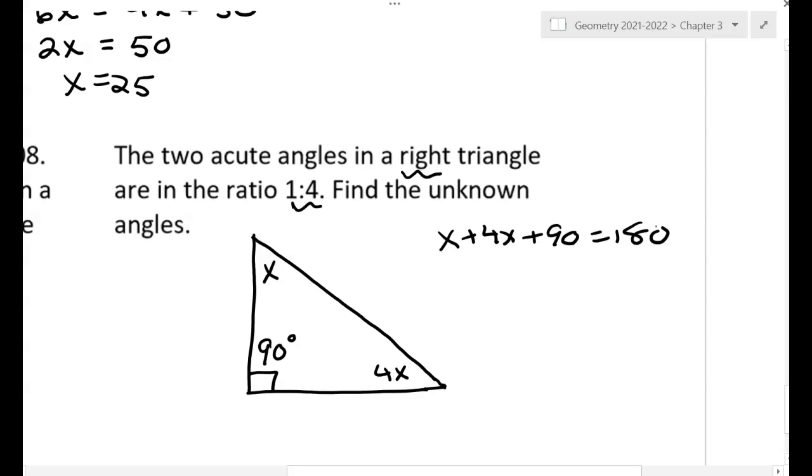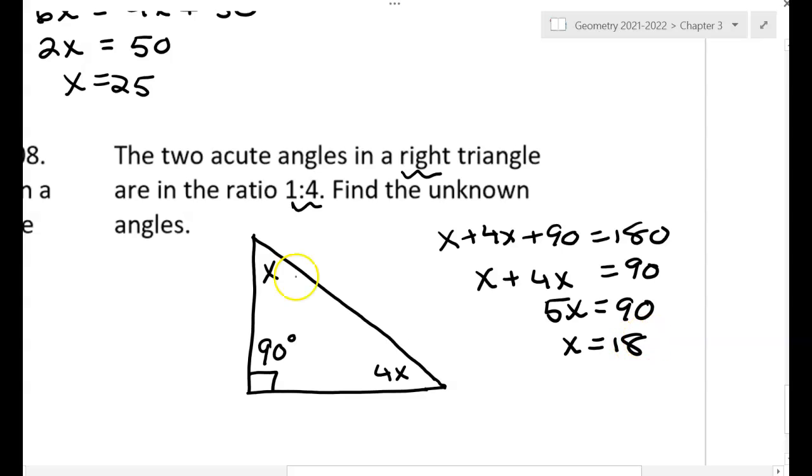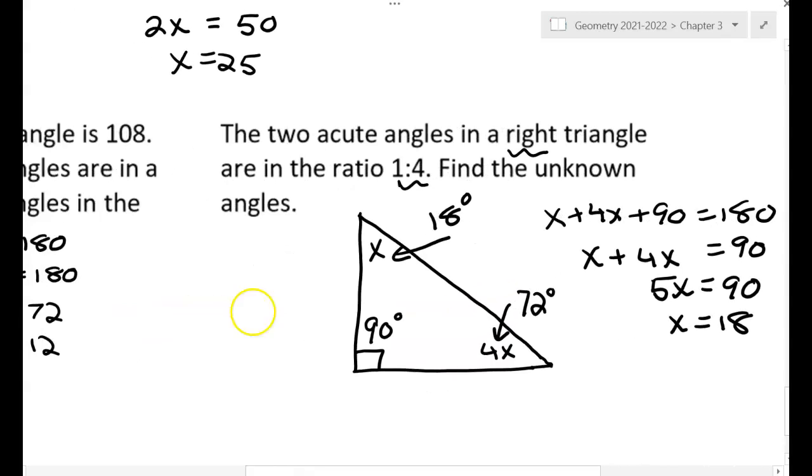Go ahead and subtract 90 from both sides. And right there is a shortcut. When I know that one angle is 90 degrees, then I know those other two angles add up to 90 themselves. So 5x equals 90. Divide by 5, x equals 18. So therefore this angle up here is 18 degrees. And 4 times 18 is 72. And both of them are acute.